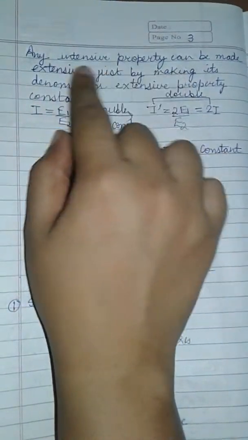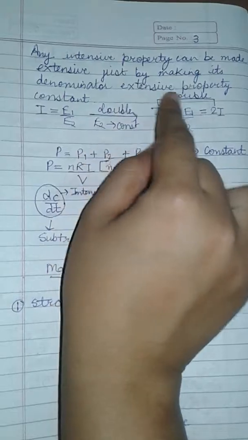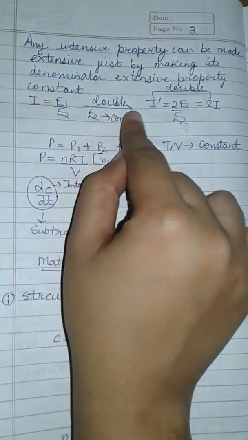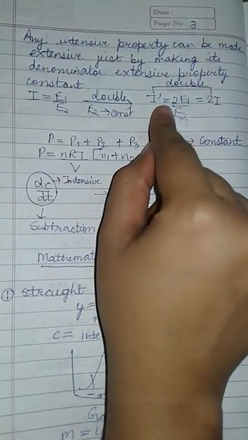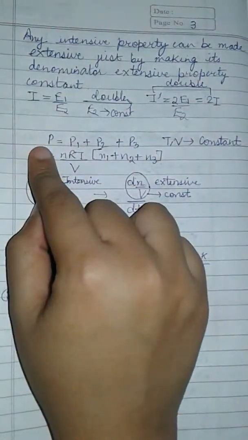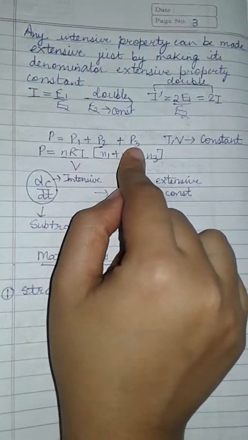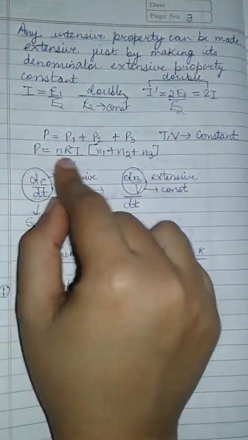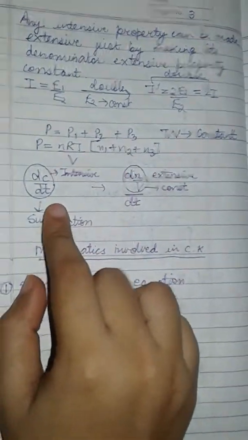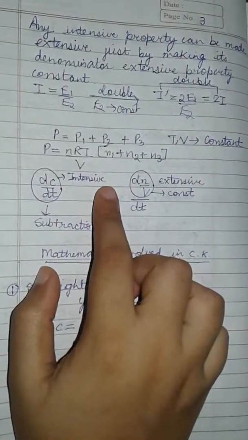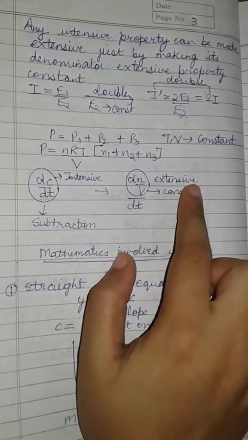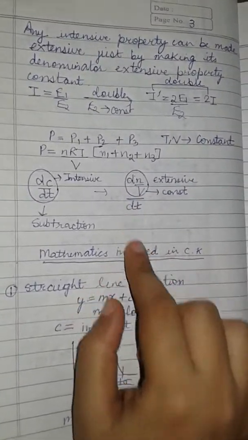Any intensive property can be made extensive just by making its denominator extensive property constant. I is equal to E1 upon E2. If E1 is doubled, E2 will be constant, then I dash is equal to 2E1 upon E2, that is 2I, that is double. P is equal to P1 plus P2 plus P3, temperature and volume constant. So P is equal to nRT upon V, where n is n1 plus n2 plus n3. dC upon dt is an intensive property, and dN upon V is an extensive property because V is constant.